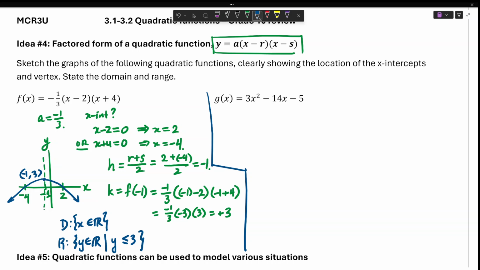Okay, let's move on to g of x. We have 3x squared minus 14x minus 5. First thing we'll note is that we actually know a, right? A is 3, so it's going to be concave up.